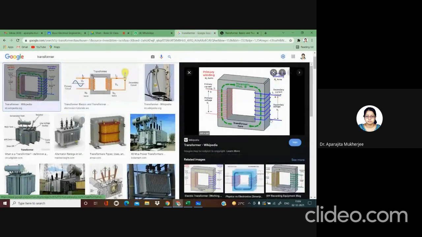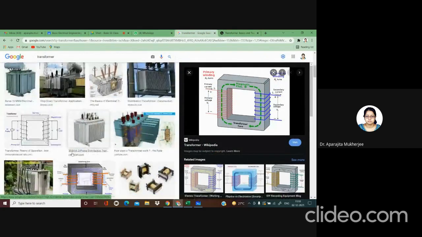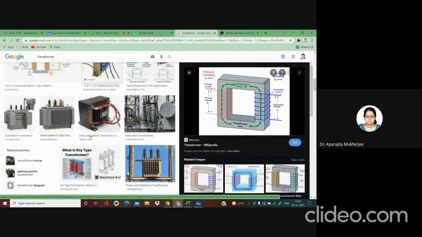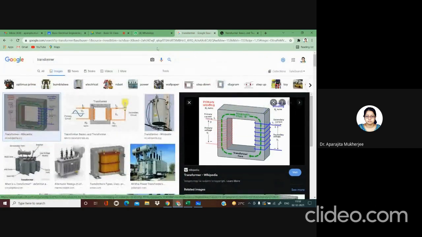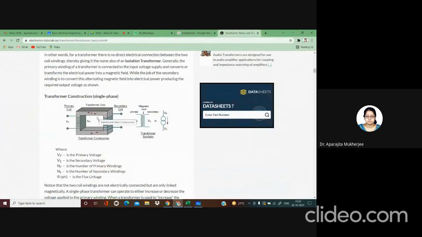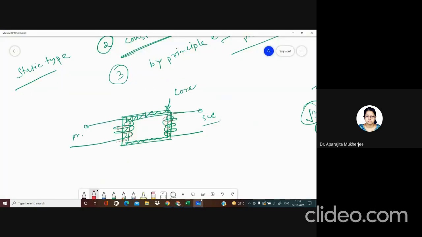So by seeing this figure, we can also say this thing. The transformer core is made up of thin sheets of lamination to provide a low reluctance path for the magnetic flux. The winding that is connected to the mains, so suppose we connect the transformer with our supply voltage, obviously AC, is called our primary winding, and the winding connected to the load circuit is called the secondary winding.